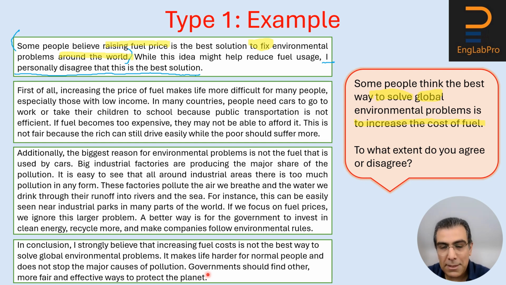And the final sentence is something not necessary, but I've written it here just to make it more beautiful, is this: governments should find other more fair and effective ways to protect the planet. It's a good idea if you read this text a few times and try to analyze it for yourself.